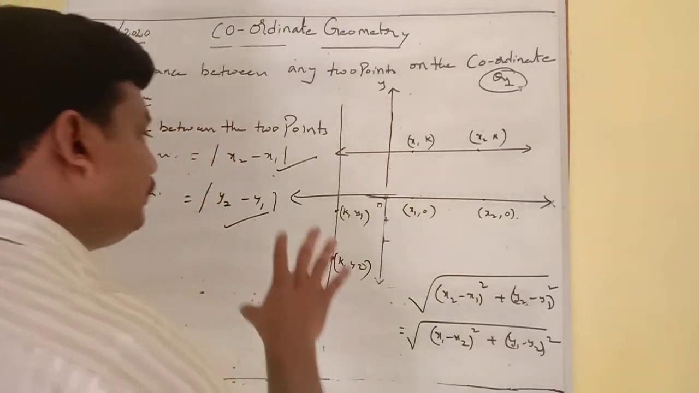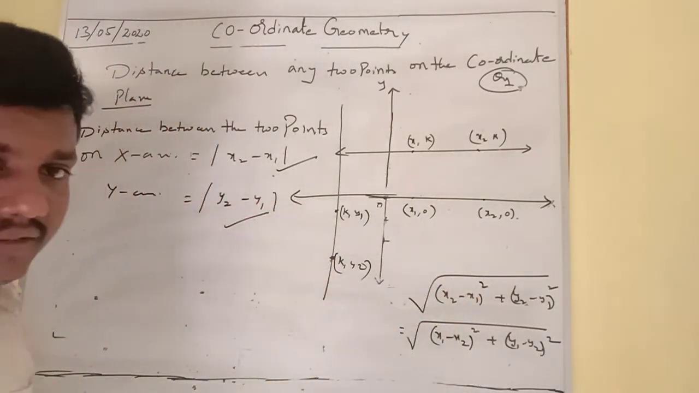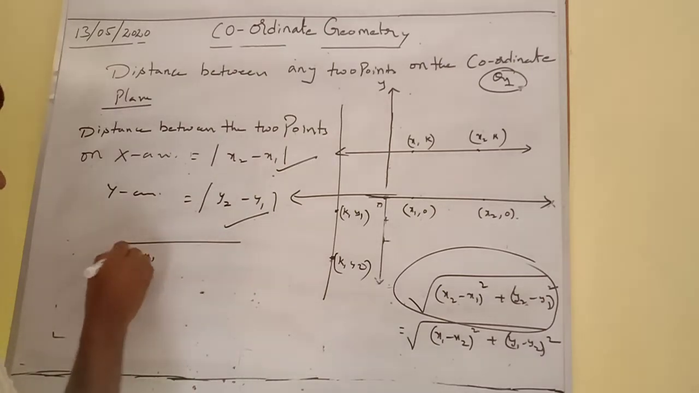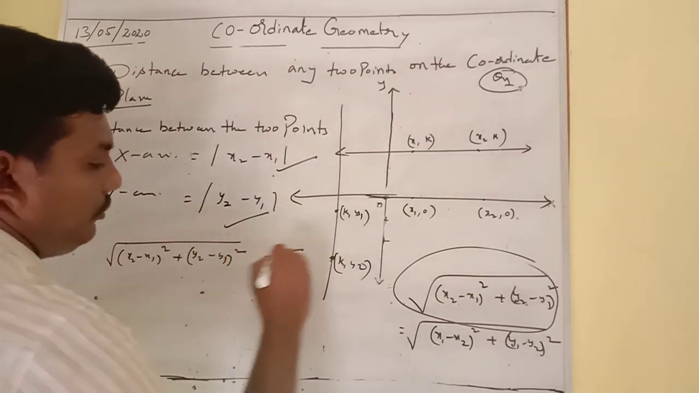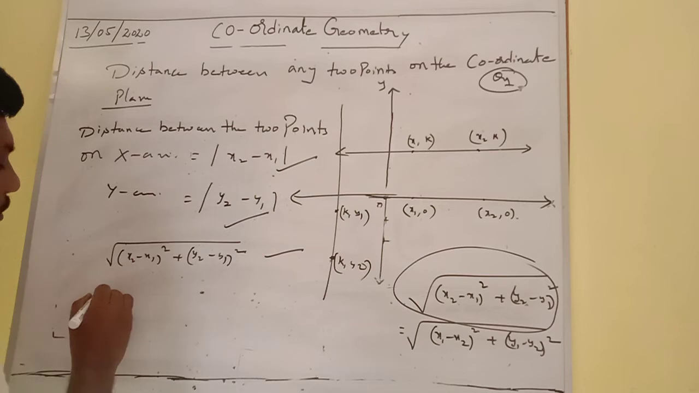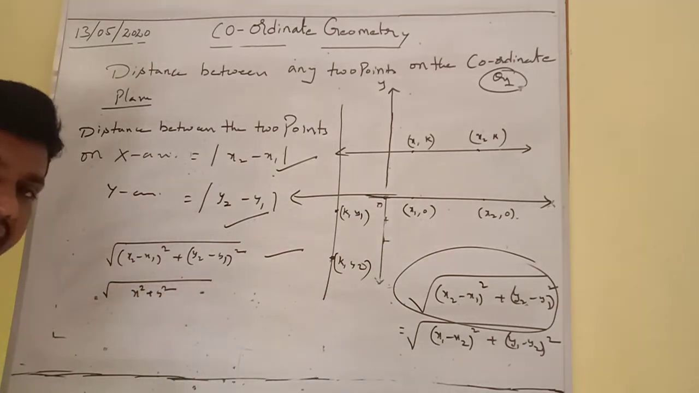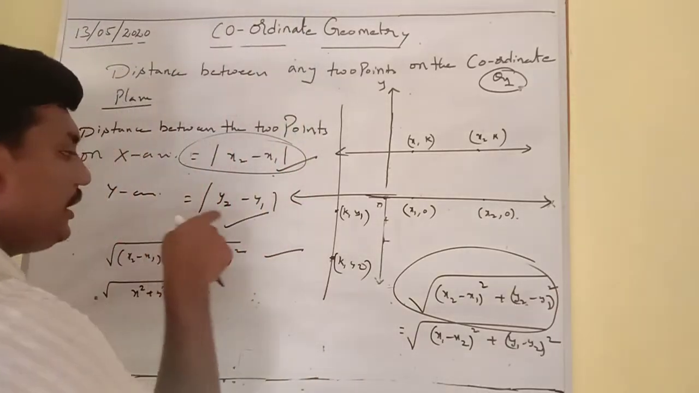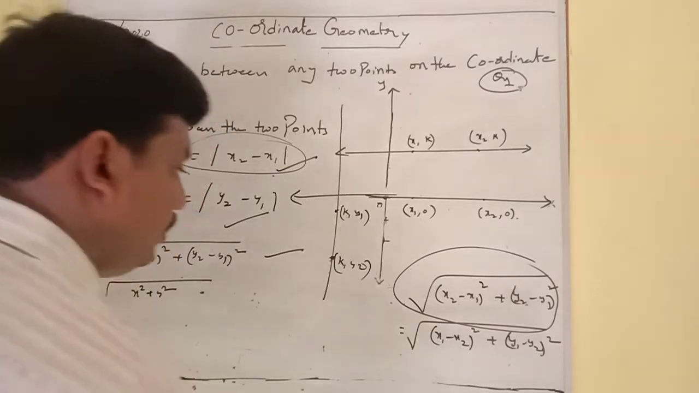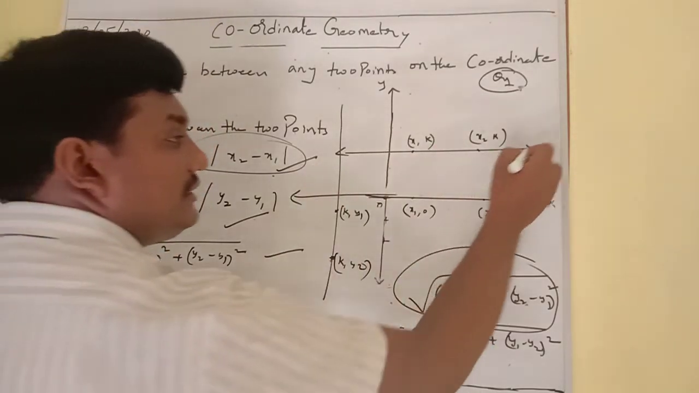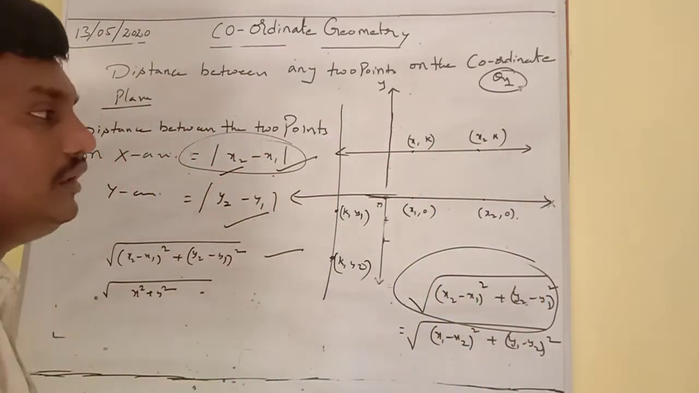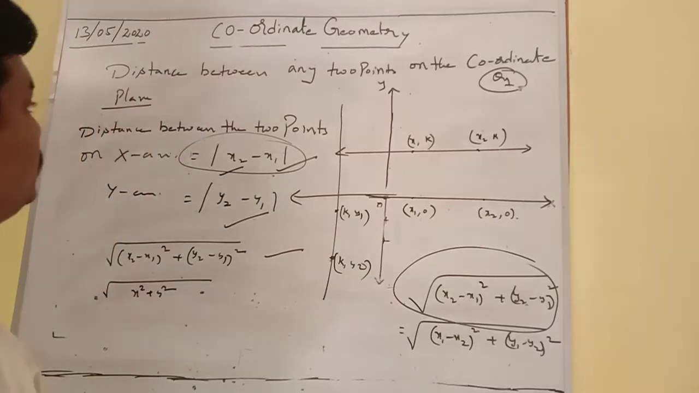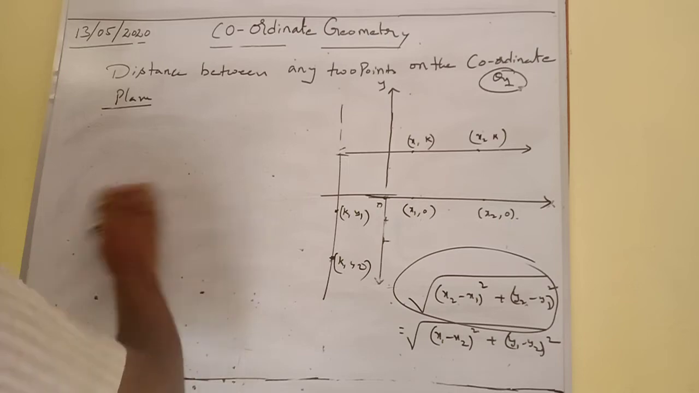So now we have found 6 formulas to find the distance. The first is the general formula, root of x2 minus x1 whole square plus y2 minus y1 whole square, between any two points. Next, from the origin to any point, it is root of x square plus y square. For any two points on the x-axis, it is the modulus of x2 minus x1. For any two points on the y-axis, it is the modulus of y2 minus y1. For two points parallel to the x-axis, it is also the modulus of x2 minus x1, and parallel to the y-axis, it is also the modulus of y2 minus y1. First, we can observe how to find the distance between any two points. One example we can see.